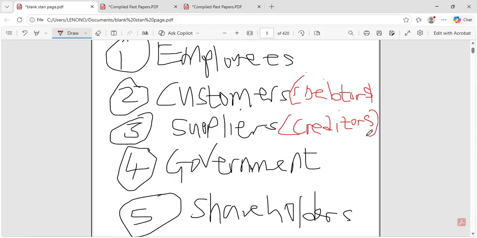So suppliers are interested in knowing, are they going to continue supplying goods to that organization? They're interested in whether they are going to be paid for the goods that are supplied on credit. They cannot continue supplying if the company is not doing fine. They continue supplying if they know they will recover their money, that they will be paid for whatever they supplied on credit. Is that okay?